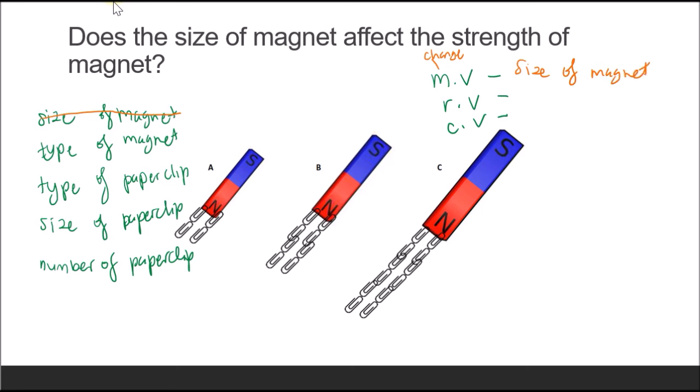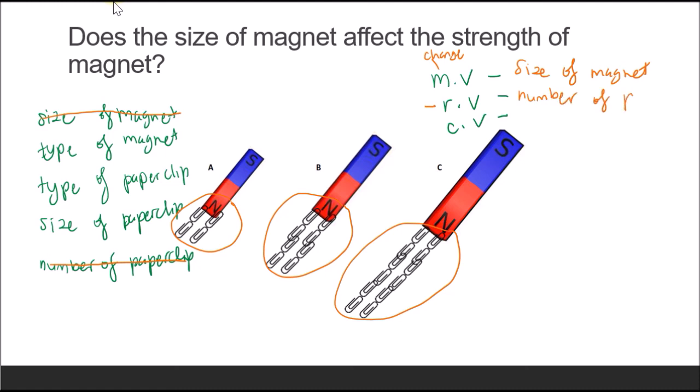Now let's see, what is the responding variable? Remember, the responding variable is what we want to see, what we want to observe after the experiment. So what is that? Yes, I count the number of paperclips after the experiment. So the number of paperclips is the responding variable. Number of paperclips. And what about the rest? Yes, the rest here are constant variables.